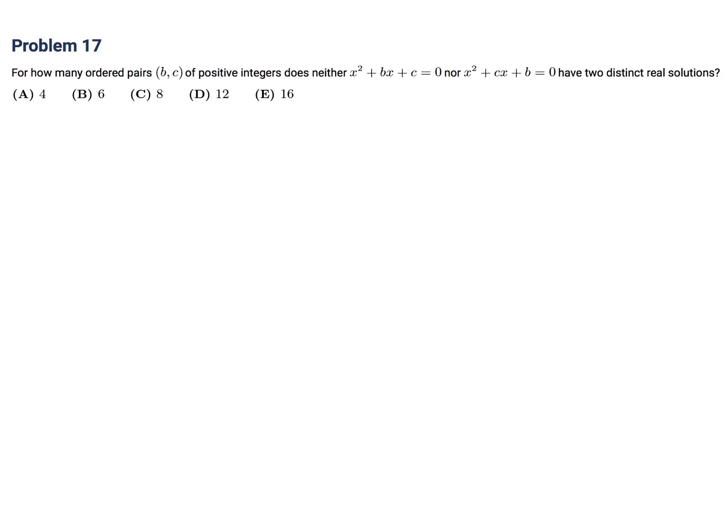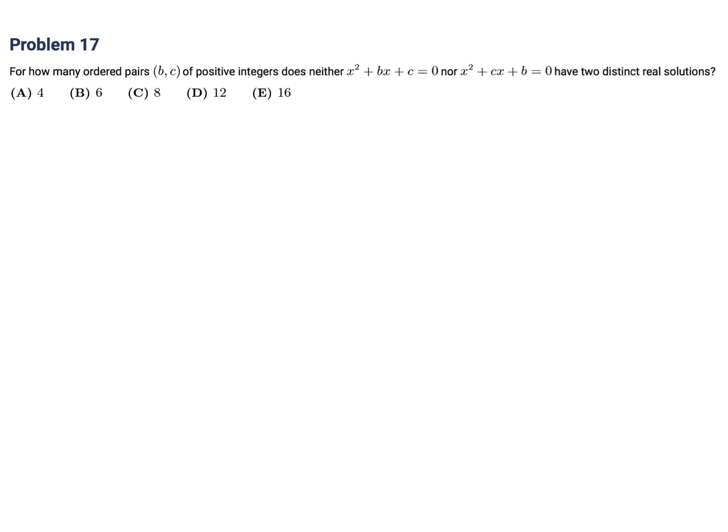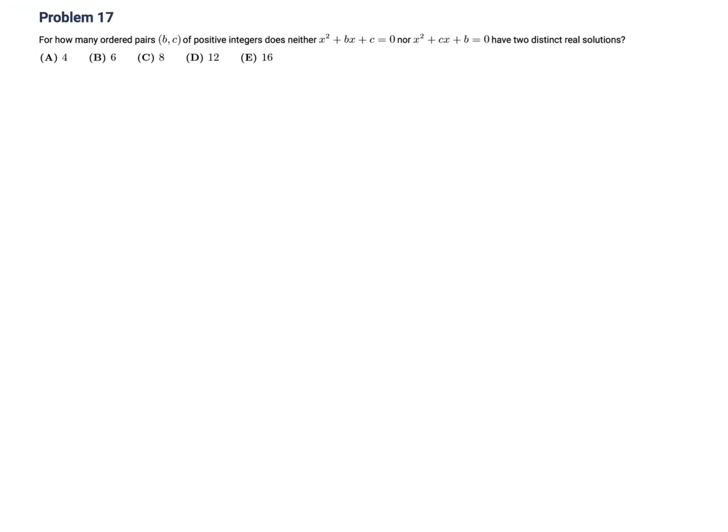Problem 17. How many ordered pairs (b, c) of positive integers are there such that neither x squared plus bx plus c equals 0, nor x squared plus cx plus b equals 0, has two distinct real solutions? So neither: two distinct real solutions.